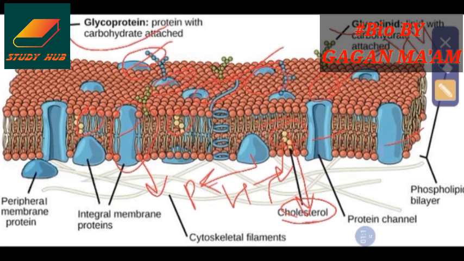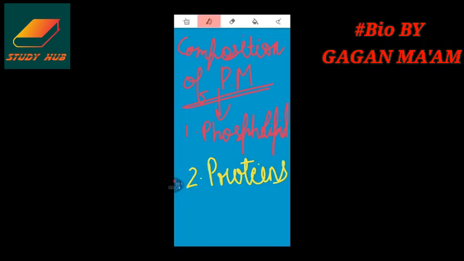This is an integral membrane protein. These are fully buried, this is partially buried. Peripheral protein is present on the surface of the membrane. These are protein channels which allow the movement of molecules. We will study this in transportation through the plasma membrane. Now we will discuss the composition of the plasma membrane. We have already discussed it in the last video, but we will take a quick review. We will discuss it under the following headings: phospholipid and proteins, because it is mainly formed of lipid and protein.